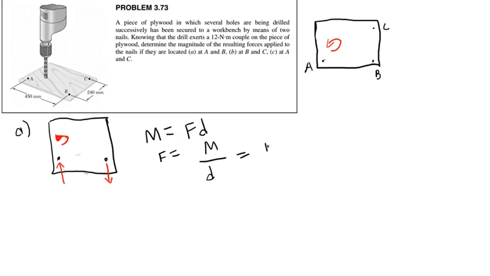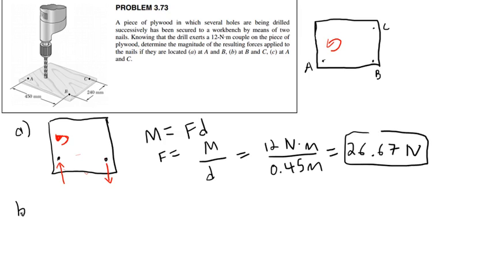So this is 12 Newton meters over 0.45 meters. And that comes to 12 over 0.45, and I get 26.67 newtons for part A.